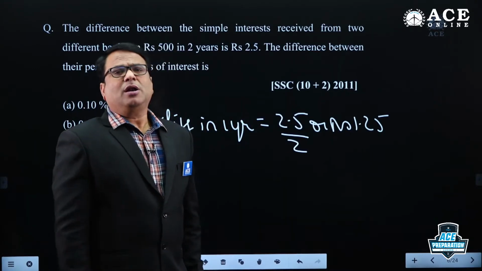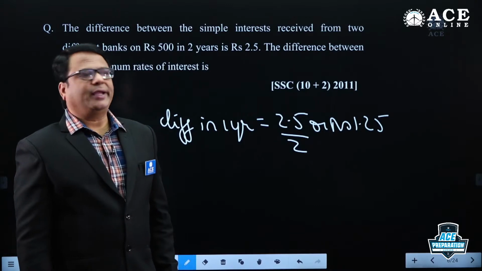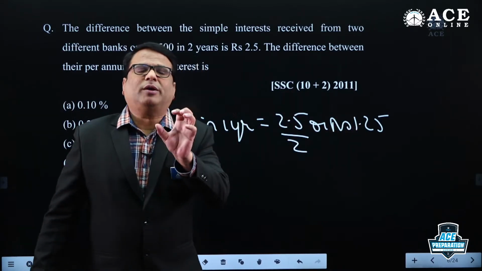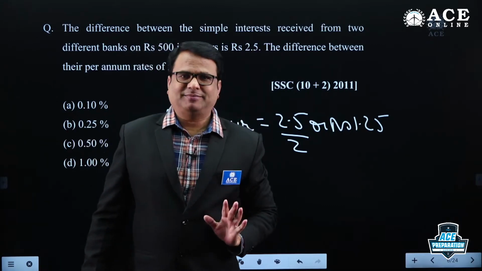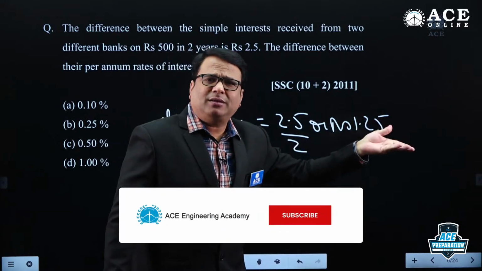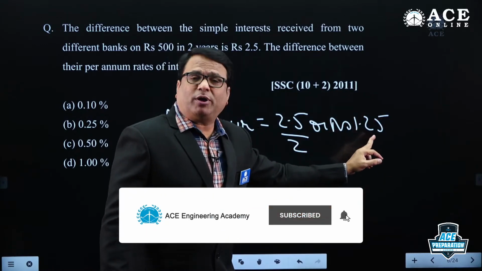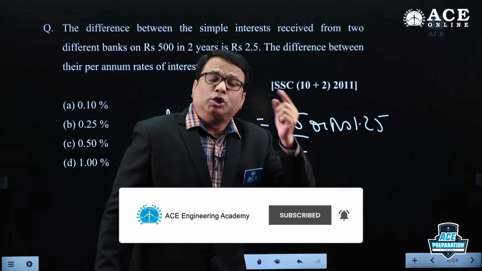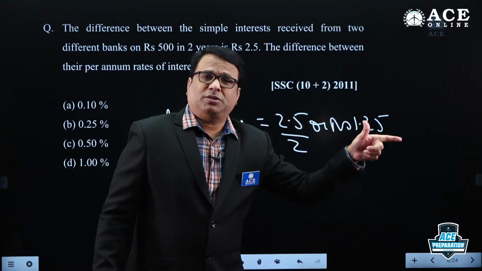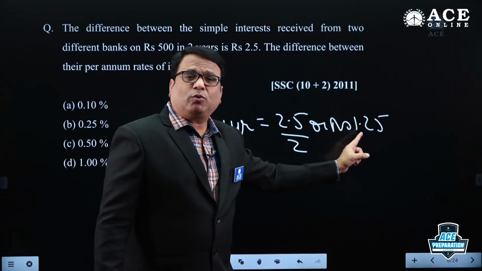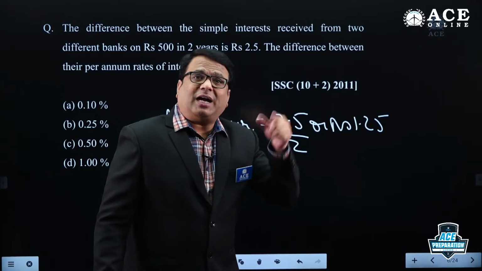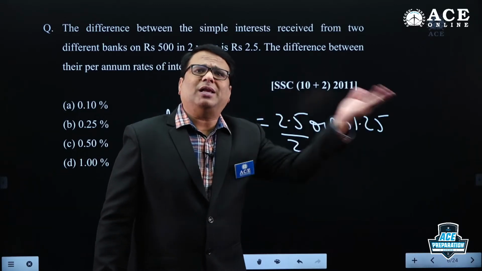That is the question. Now what we have to do is find out this 1.25 is what percentage of 500. We are getting 1.25 more from one bank. So if you convert this 1.25 into a percentage, you will get to know what is the difference in the rate of interest. अगर आप ये 1.25 को परसेंटेज में कन्वर्ट करते हैं तो रेट ऑफ इंटरेस्ट में क्या डिफरेंस है वो परसेंटेज में आपको मिल जाएगा.